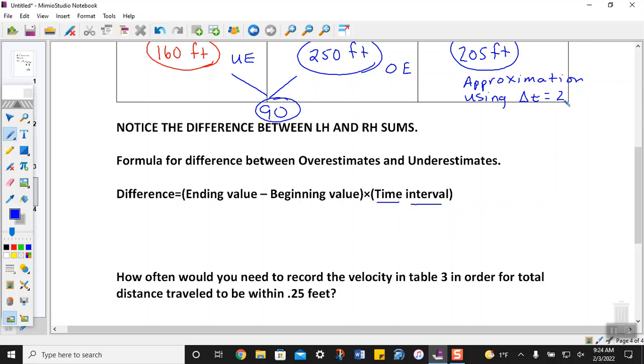Down here, kids, there's a formula for figuring out how much distance there should be between an overestimate and an underestimate. In the example we had, how much difference was there again? We have 90 feet as our difference. That was equal to the ending value. When I say the ending value, it's like the y value, which in our case was the velocity. If you look at that table, what was your ending velocity? What was the last velocity recorded in that table?